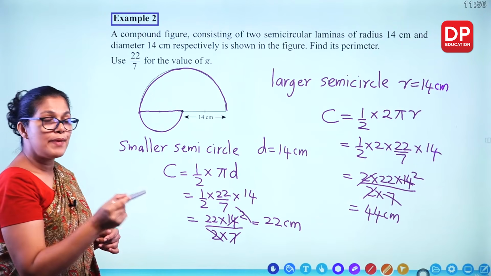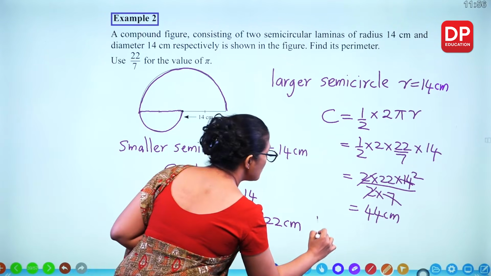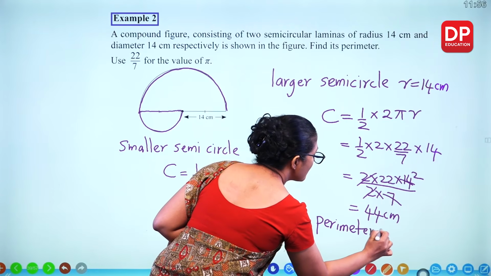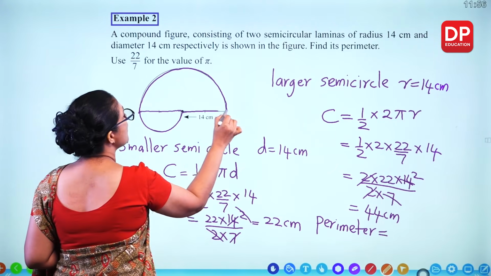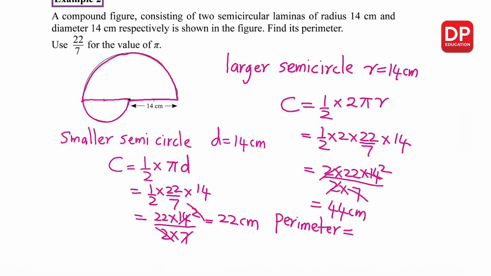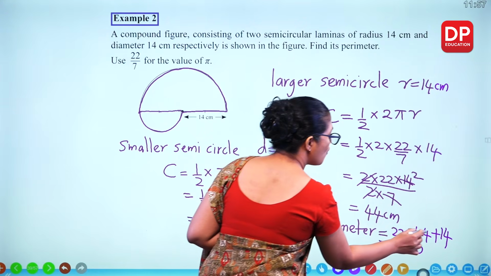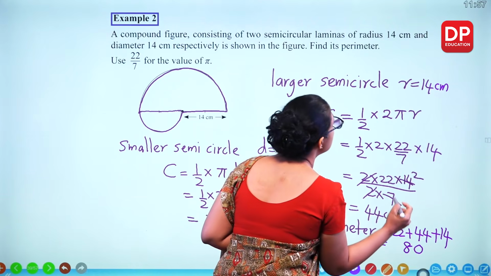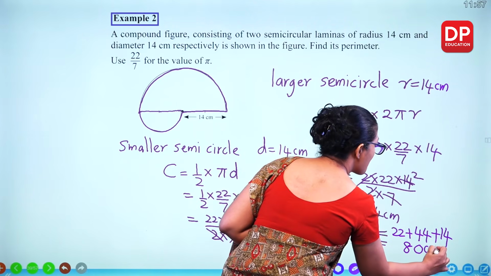So what's the perimeter? For the perimeter you need to add this length as well. So another 14 you have to add. So 22 plus 44 plus 14. So what's the answer? 4, 4, 8, 10. 10, 1 remaining. 4, 5, 7 and 8. 80 centimeters.